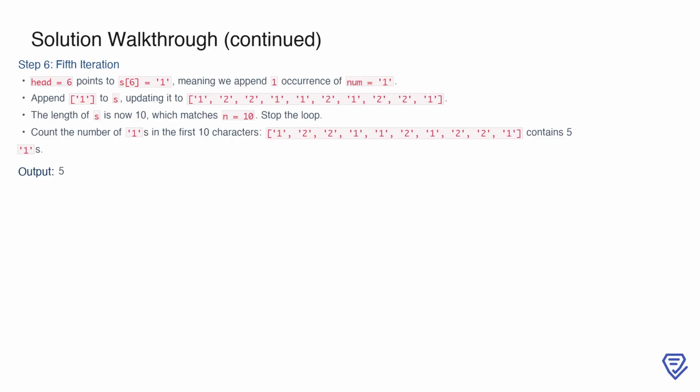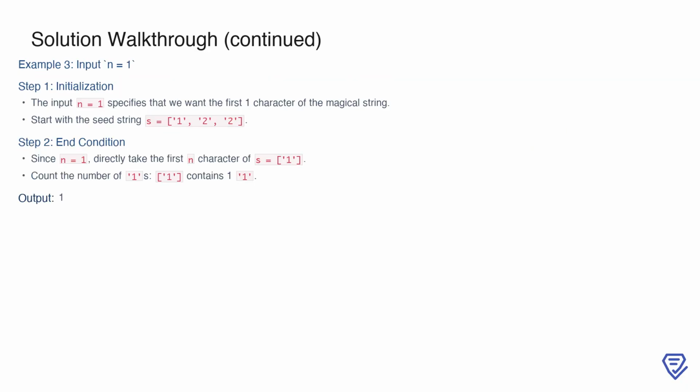To determine the output, we count the number of 1s in the first 10 characters of the sequence. The string 1, 2, 2, 1, 1, 2, 1, 2, 2, 1 contains 5 occurrences of 1. Thus, the output for this example is 5. Finally, we consider the case where the input n is 1. Here, we only need the first character of the magical string.